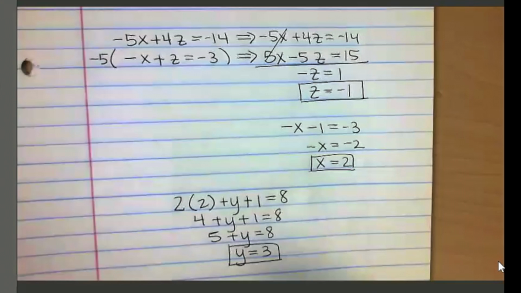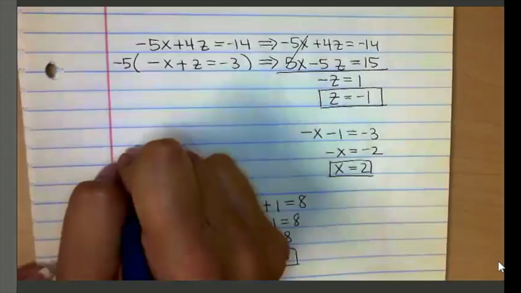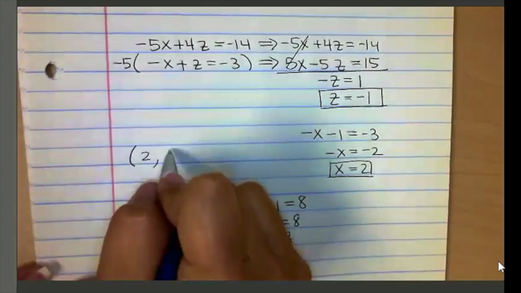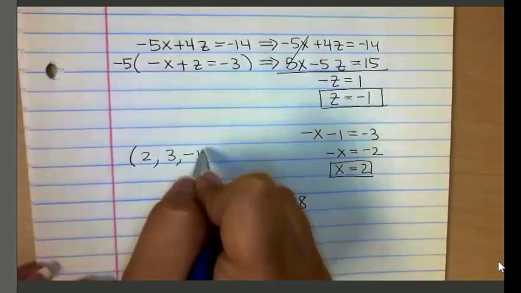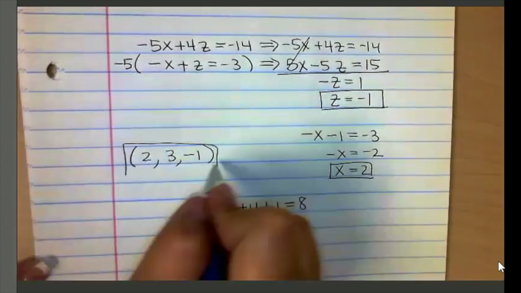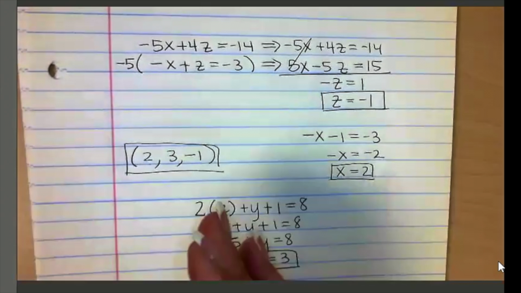Now we know what x, y, and z are. Remember, when you put those as an ordered pair, you start with the x, so that's 2, and then the y is 3, and the z is -1. So that's x, comma, y, comma, z. We have solved that with elimination. All right, we're going to go ahead and try another one.